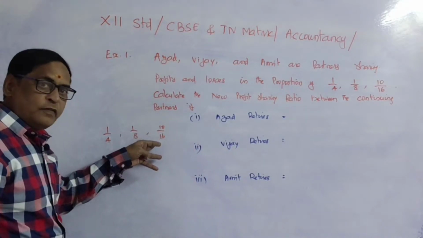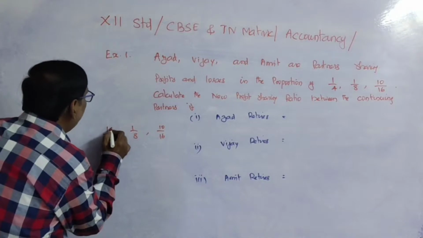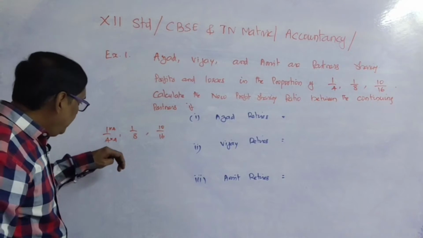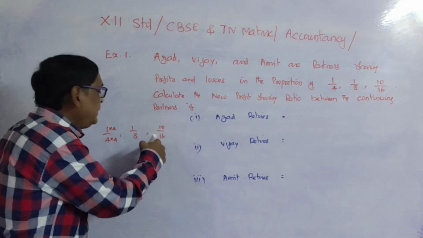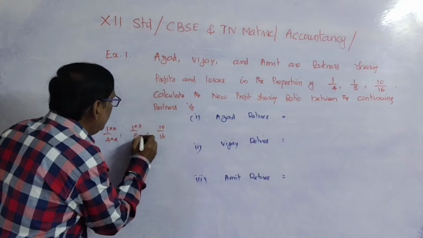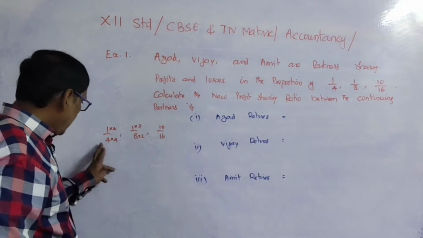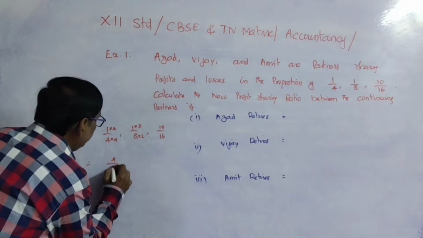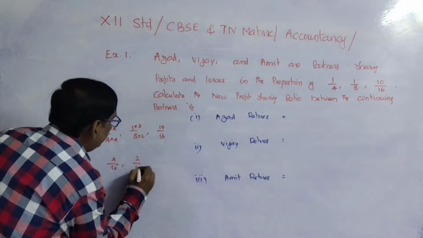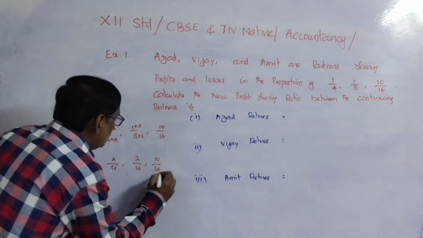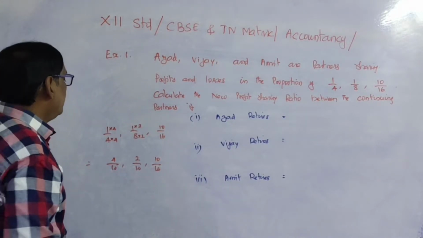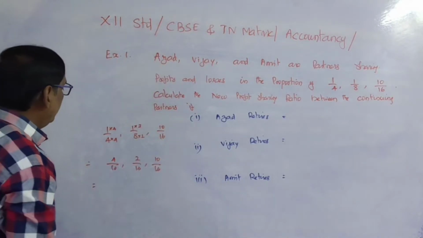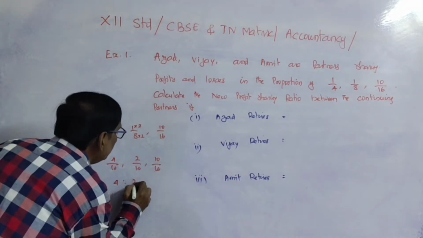In order to convert 1/4 to 16, we have to multiply numerator and denominator by 4. Here, in order to make 8 into 16, we multiply by 2, so 8 into 2 is 16, and 4 into 4 is 16. So now we get 4/16, 2/16, and 10/16. The denominator is the same. So the old ratio between Azad, Vijay and Amit is 4:2:10.